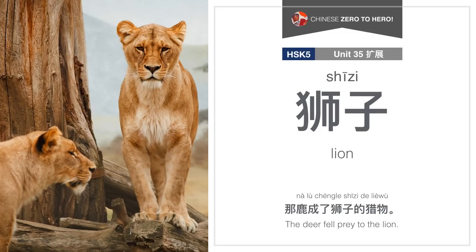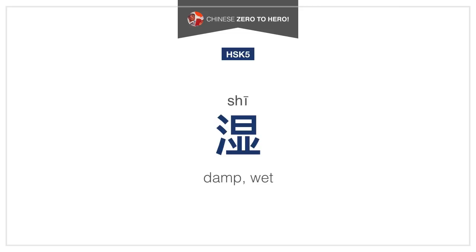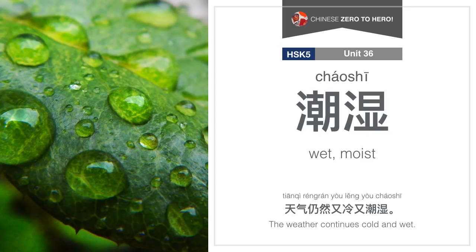In HSK 5, we learned the word 狮子 meaning lion. 那鹿成了狮子的猎物. That deer fell prey to the lion. 湿 when written like this means damp or wet. In HSK 5, we learned the word 潮湿 meaning wet or moist. 天气仍然又冷又潮湿. The weather continues cold and wet.